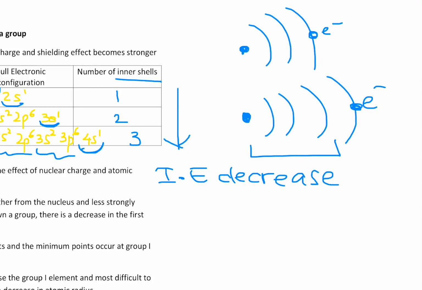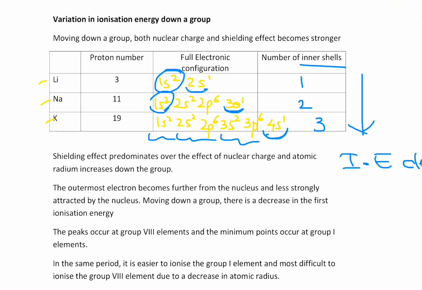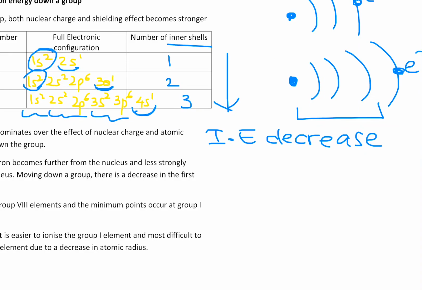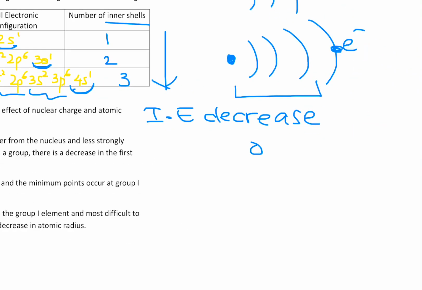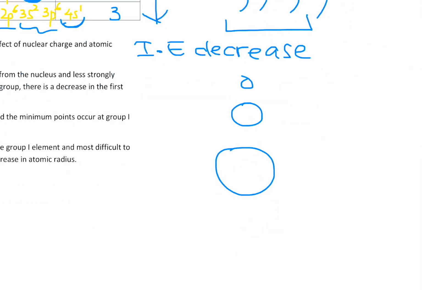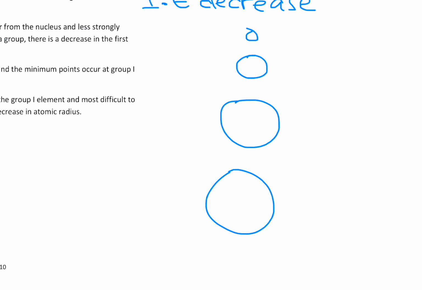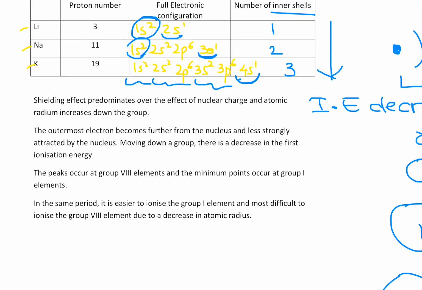So it becomes easier to ionize elements down the group, because if you look at the number of shells, down the group, elements become bigger, right? The atom becomes bigger, so there is a greater distance between the nucleus and the outermost electron. And there is also a greater number of shells between the nucleus and the outermost electron. So there's a greater shielding effect.